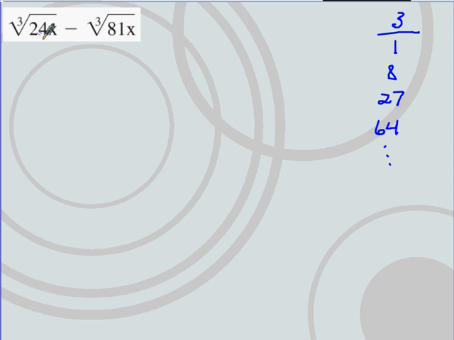So I'm going to take that cube root of 24x and I'm going to split it into the cube root of 8 times the cube root of 3x. Cube root. And we know that the cube root of 8 we can mark out is 2. So this first one turns into 2 times the cube root of 3x minus. This one's a little bit tougher, Daniel. 81. Do you see any of these numbers in 81?